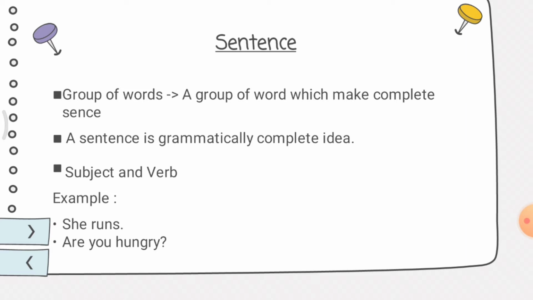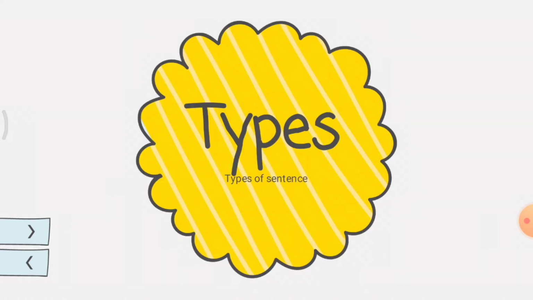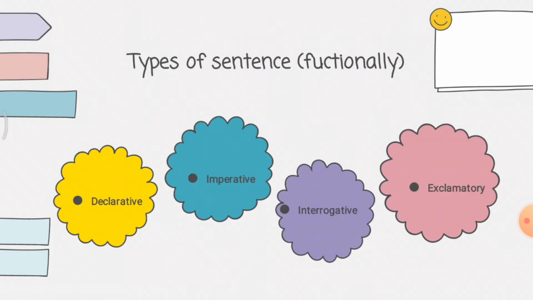And then, "Are you hungry?" Are here is the verb and you here is the subject. Next, types of sentences. Based on function, we have 4 types of sentences. The first one is the declarative sentence, then the imperative sentence, the interrogative sentence, and the exclamatory sentence.